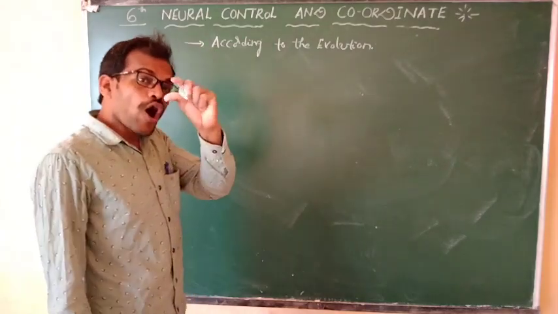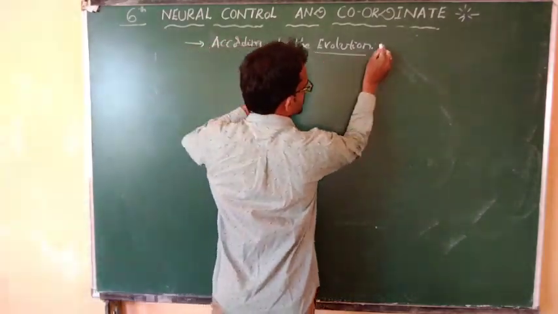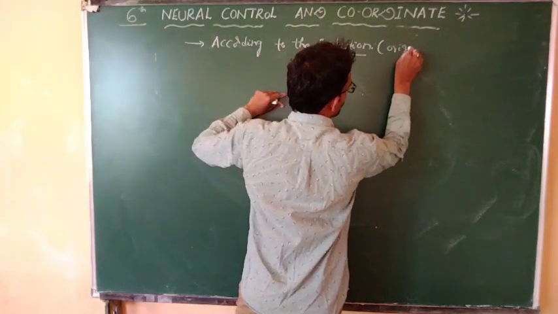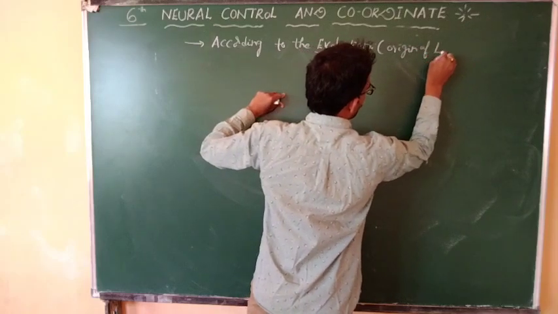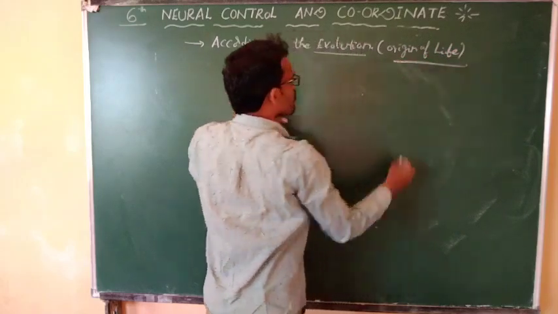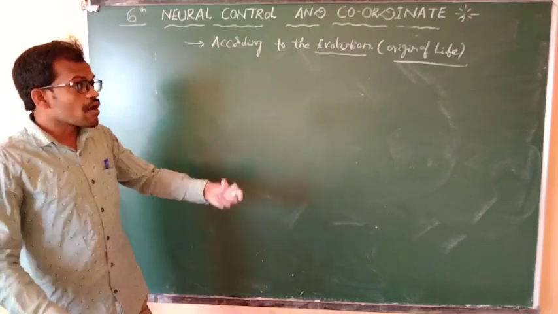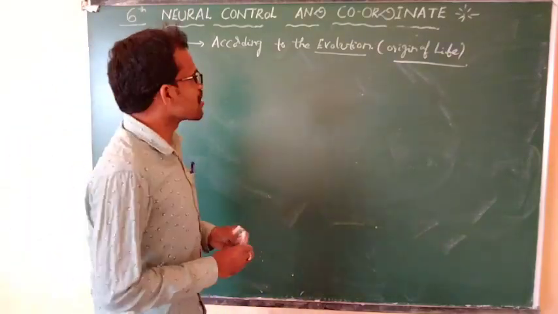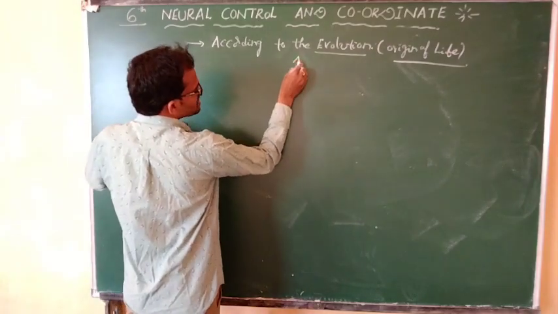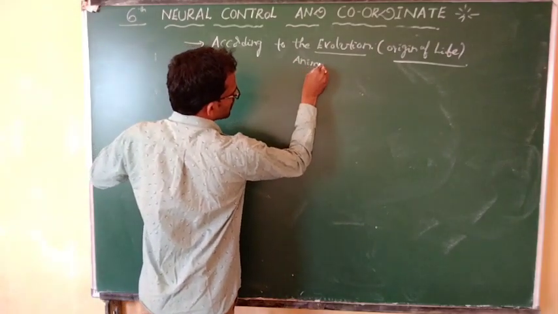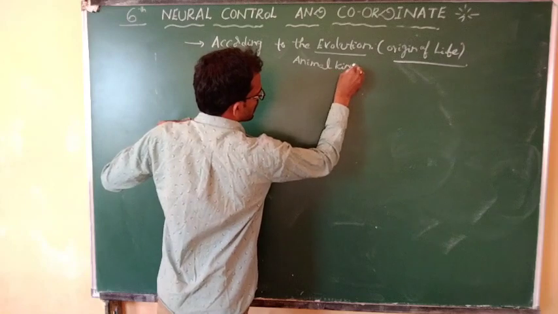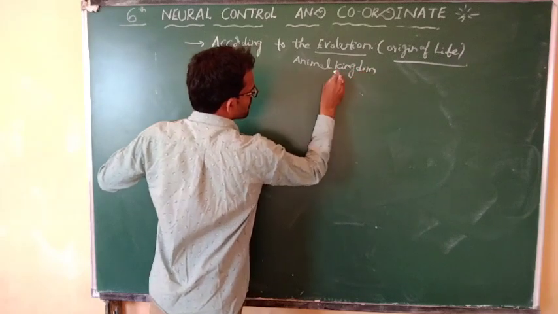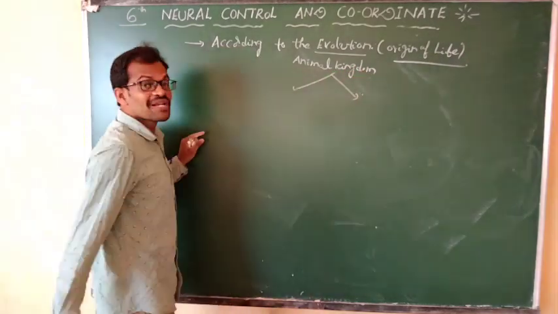Evolution means the origin of life. After the origin of life, after the formation of the earth, the different animals originated. The animals are classified into the animal kingdom.